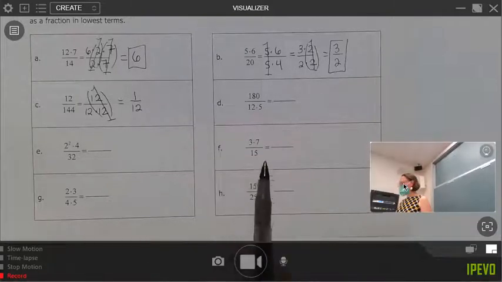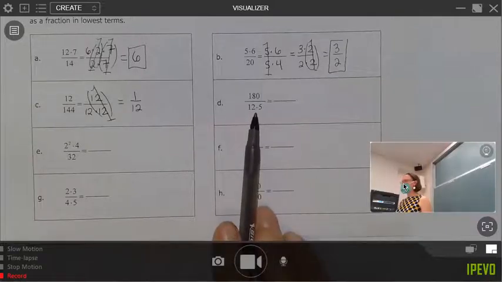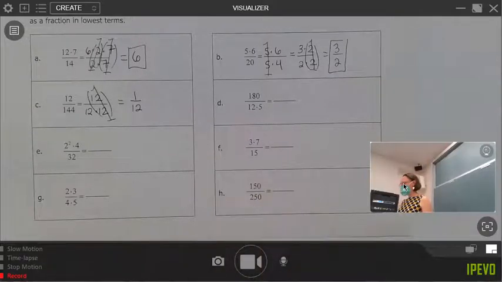I will give everybody a minute to try D on your own. You don't have to do it by factoring the 180 first, but that's personally how I would do it.